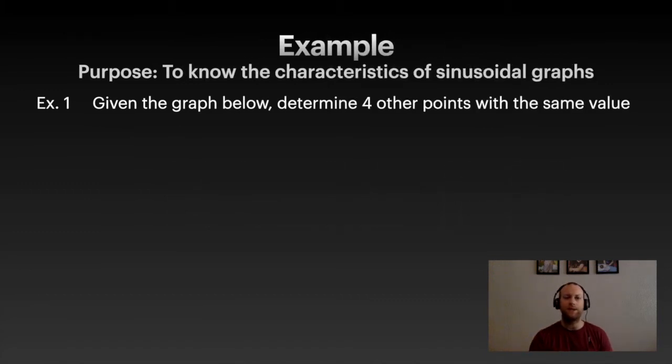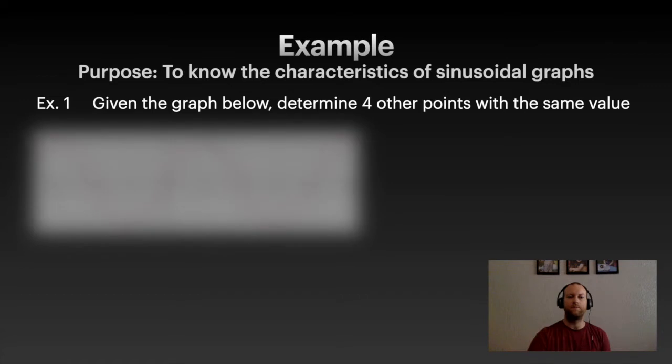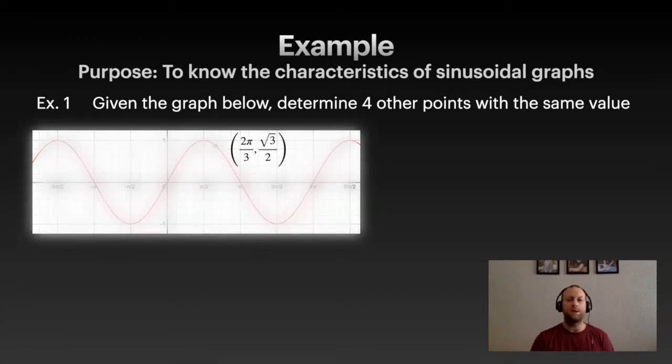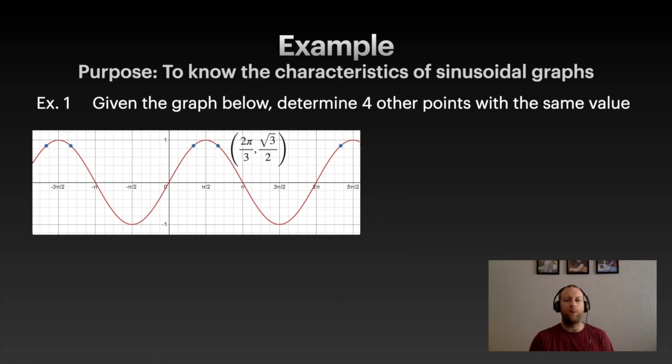Let's try some examples. So given the graph below, here's a graph. Determine 4 other points with the same value. So I show a point there, and we are told this is at x equals 2 pi over 3, y is square root 3 over 2. We want 4 other points in this graph that have the exact same value. With the same value, I mean the same y value. So if I go like this, we can see here are the other points at which we have the exact same y value. Now we need to determine what the other ones are.